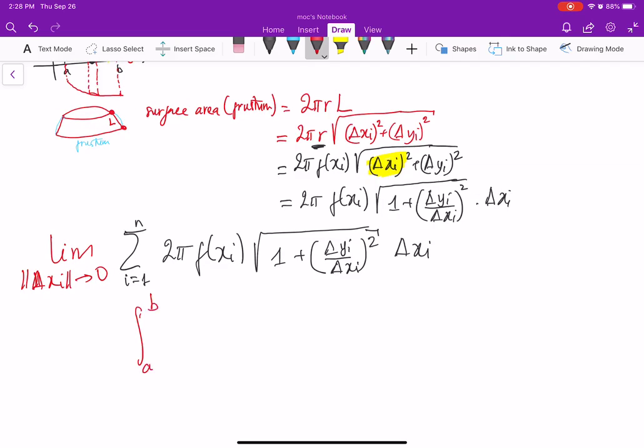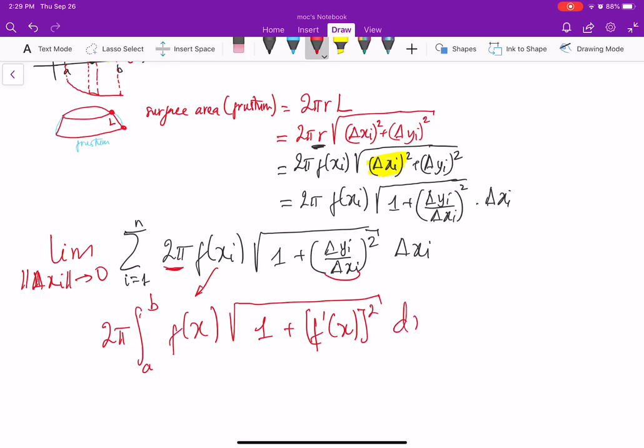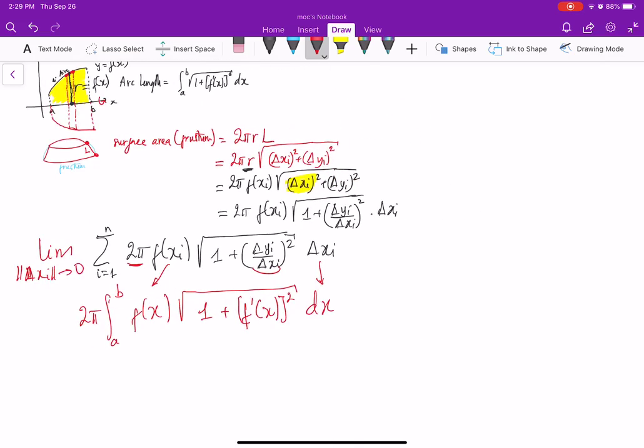Integral from a to b of 2 pi, because 2 pi is just a number, so I can bring it out of the integral, times f of x, without xi, sorry, just f of x, and then the square root of 1 plus f derivative of x squared, as we've seen in the video when we studied arc length, and then dx. And that is the formula for the surface area.